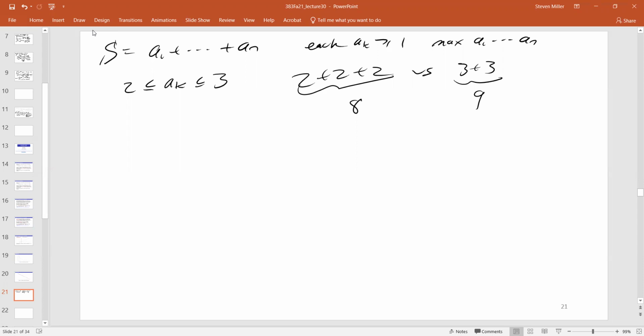All right, so in the discrete problem, we saw that it's best to have a bunch of 3s. Does anybody know why 3 beats 2? Yes.